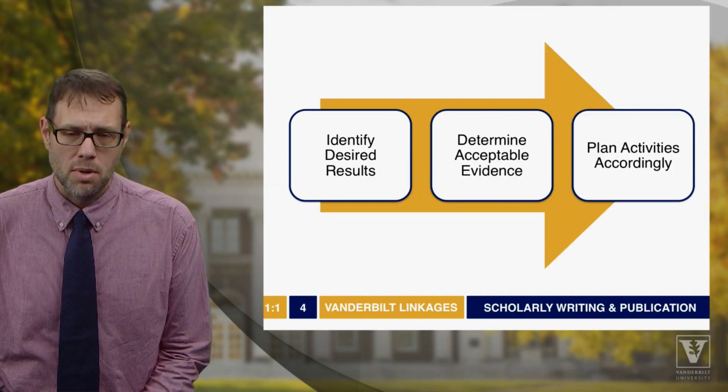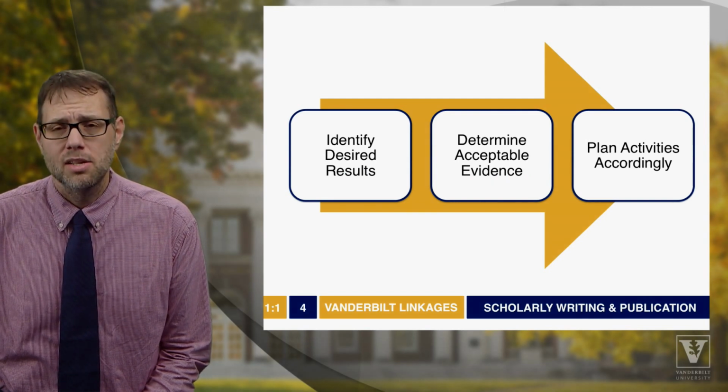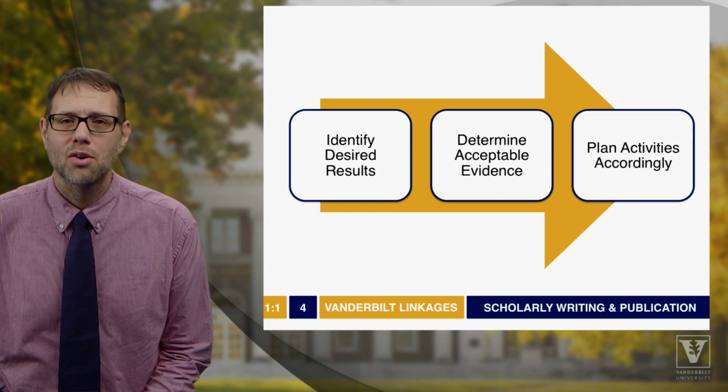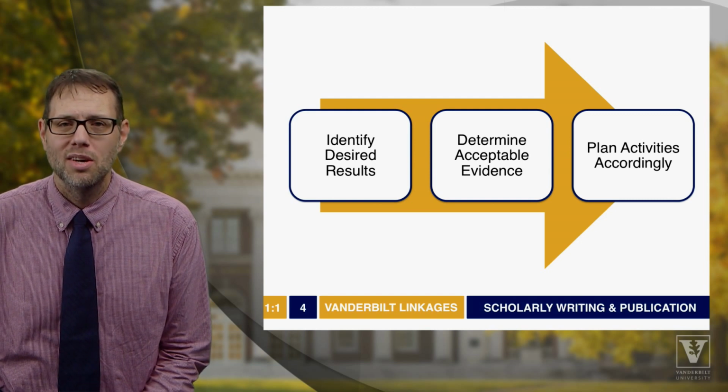I like to use this model. It's called backward design. It's out of the realm of education. It is a 3-part process. It states that before you can plan anything, before you can say you're going to achieve anything, you need to do these 3 steps. Step 1 is to identify the desired results.